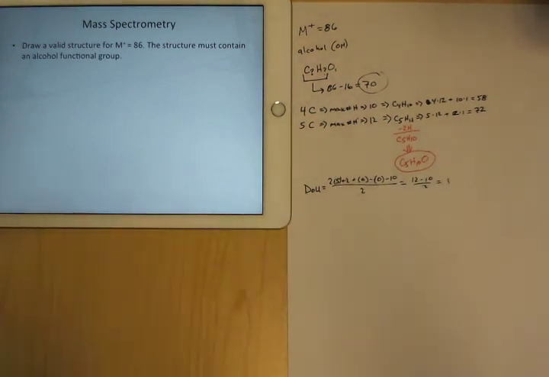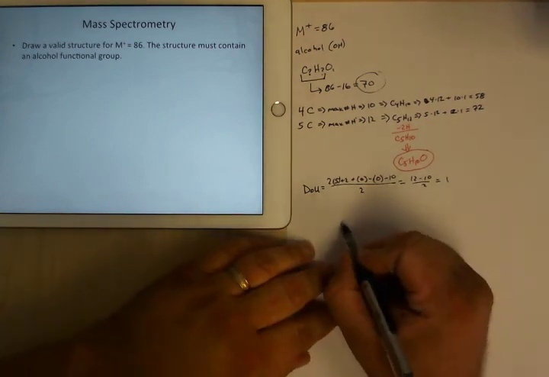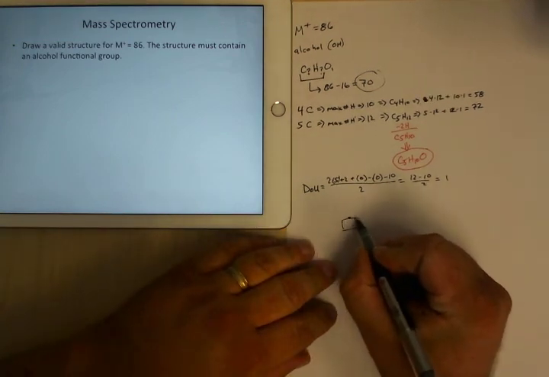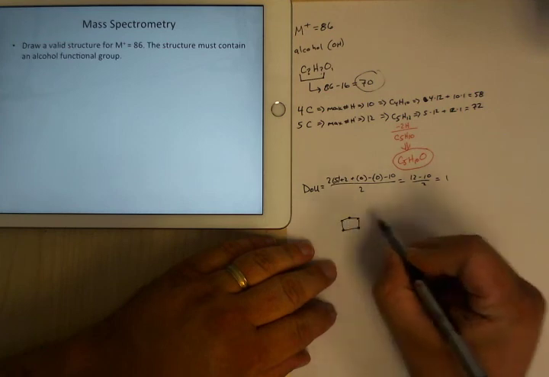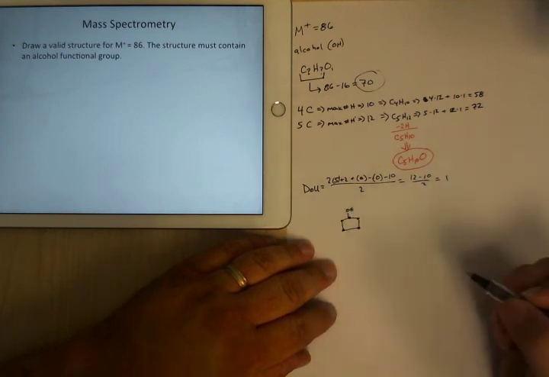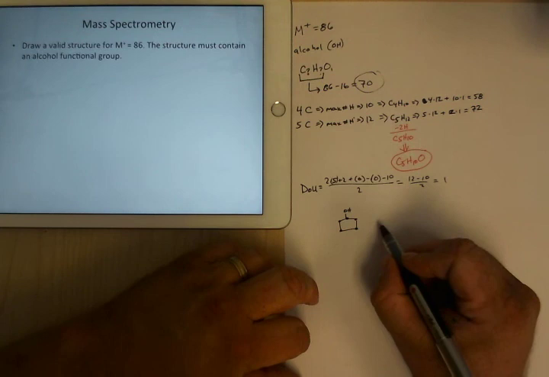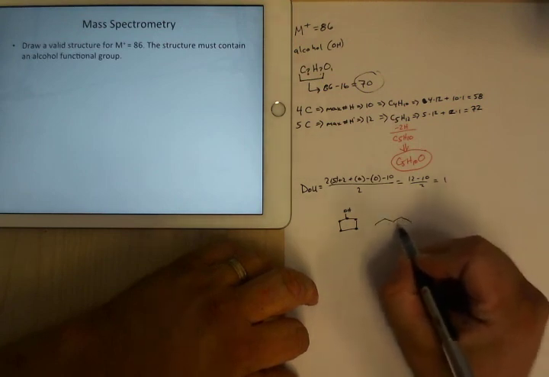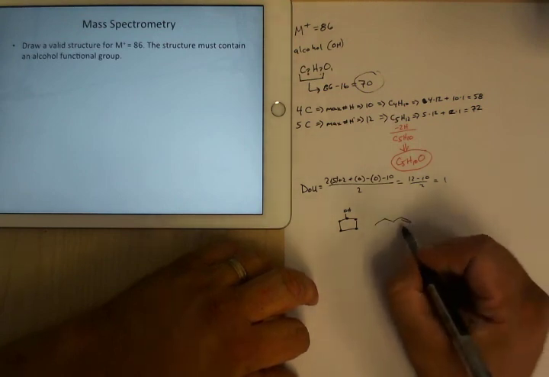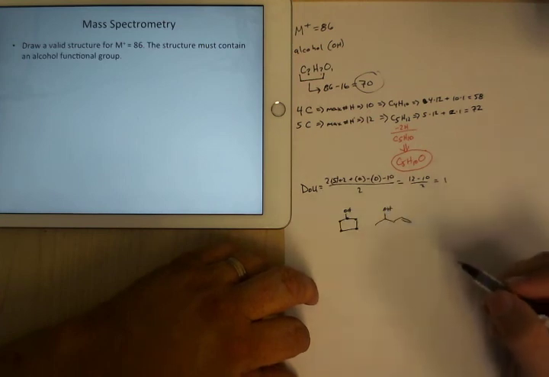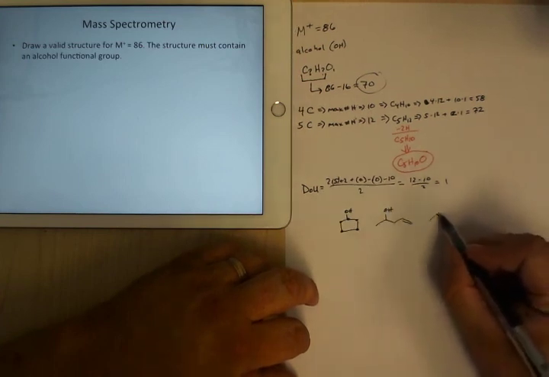I didn't give you any information other than that. So you could say, hey, let's do a ring, a 5-membered ring, and let's put an alcohol in there. There you go, formula. The other way that you could do it is a double bond in there with an OH here.